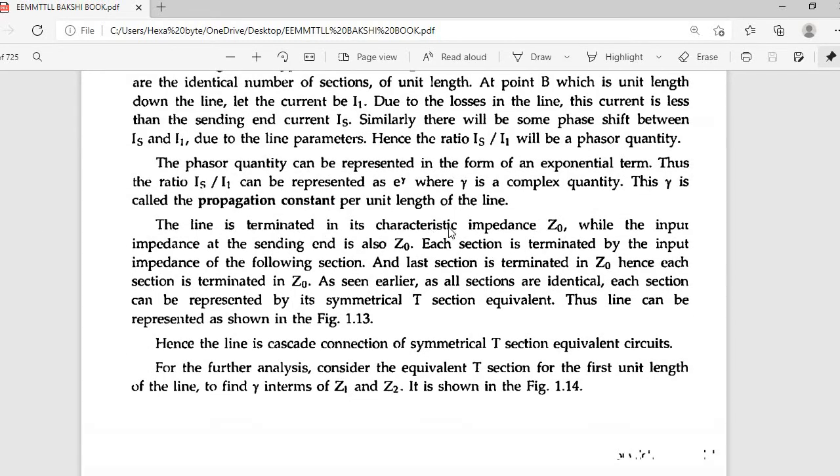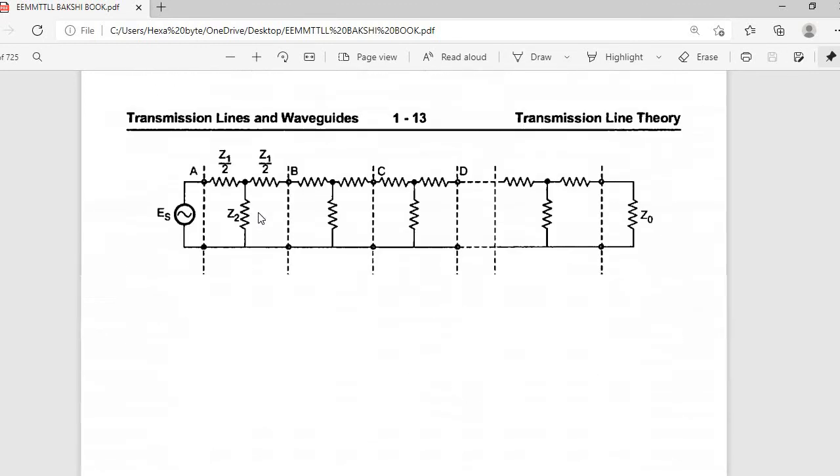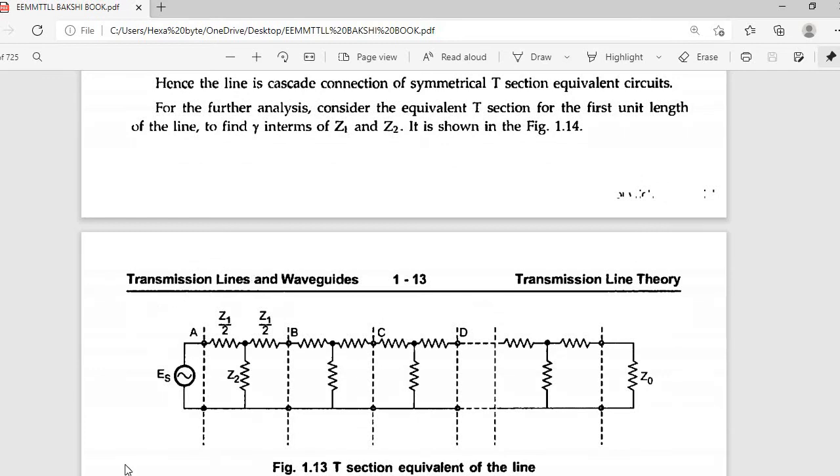The line is terminated in characteristic impedance Z0, while the input impedance at the sending end is also Z0. Each section is terminated by the input impedance of the following section. Hence the line is a cascaded connection of symmetrical T sections, and we take each and every section as an equivalent section.